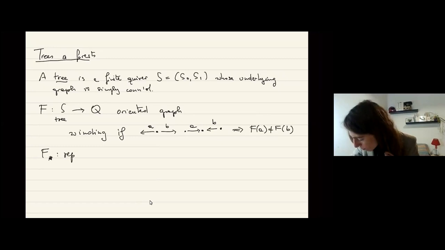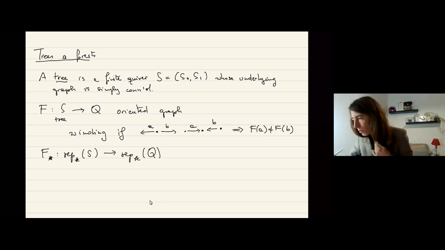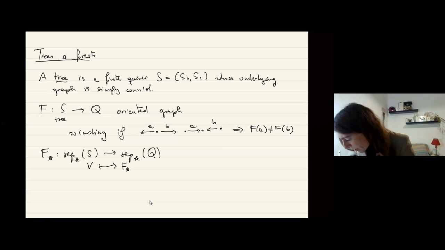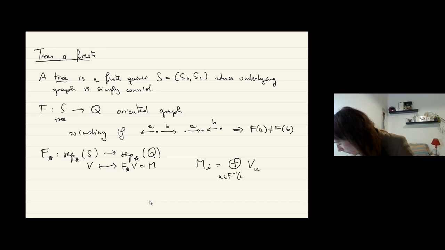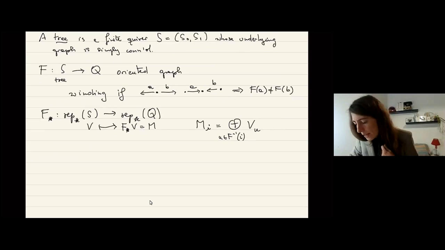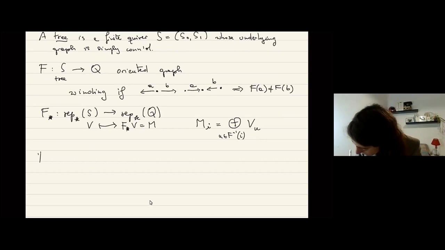And so now, in general, I have, as I was saying, a push-down functor from the representation category of S to the representation category of Q. This is obtained by looking at the preimage of what I have on any vertex and on any edge. For example, let me just write what I get for the vertices. At vertex i, it's just going to be the direct sum of V_u, where u is in F^{-1}(i). And the same with the edges.